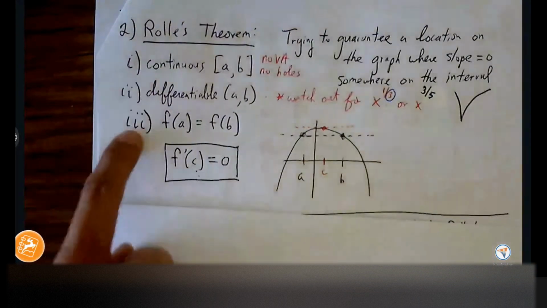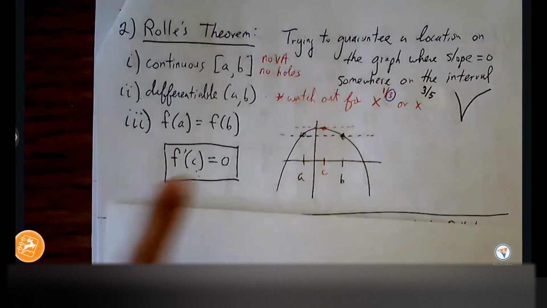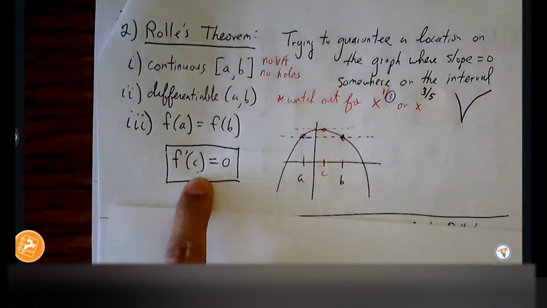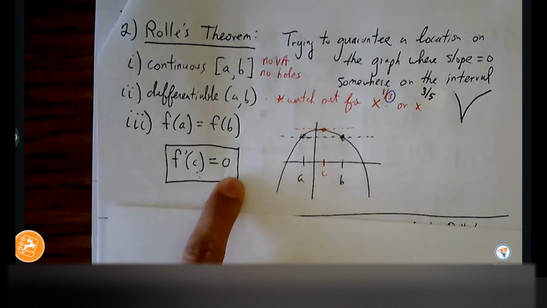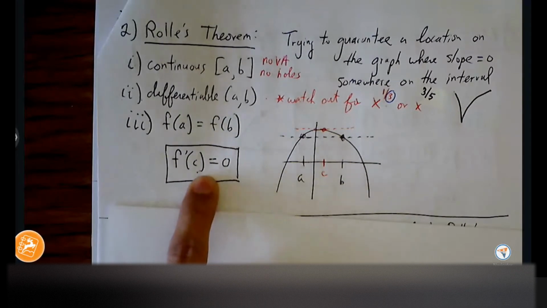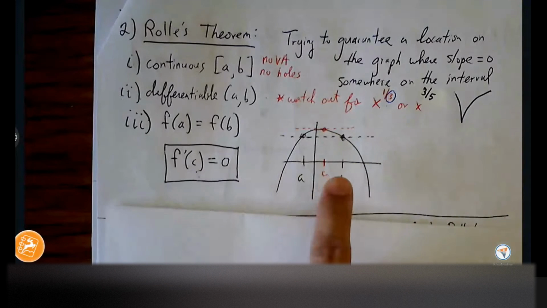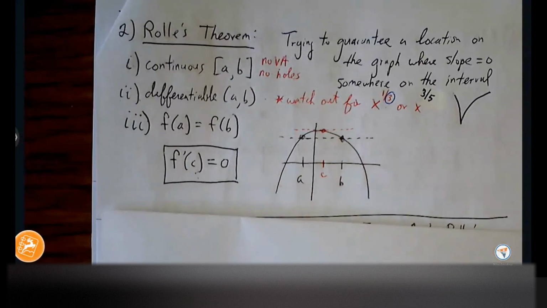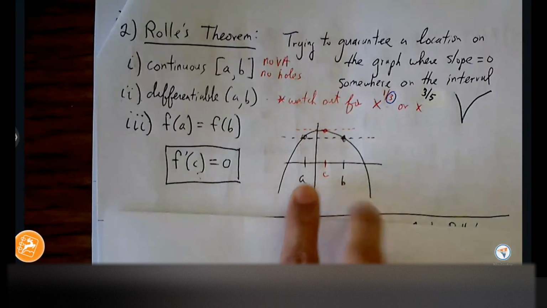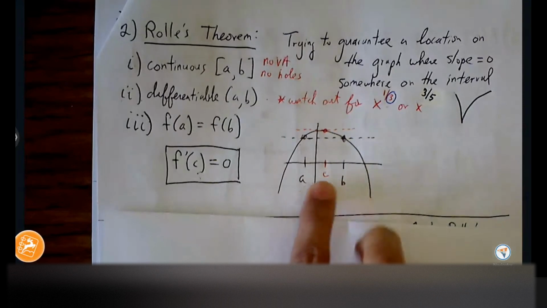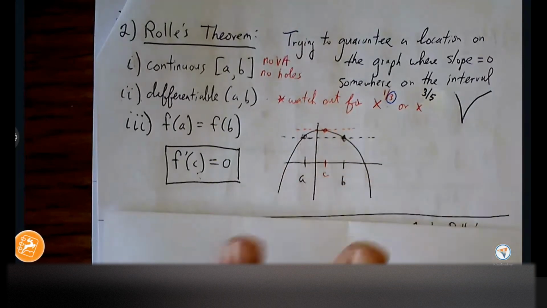So once we have all three conditions squared away, we can then start looking for our location where the slope is 0. So we find the derivative, we set it equal to 0, and we solve for x. And when we solve for x, we're guaranteed at least one solution. But if there are multiple solutions, we may have to be a little suspicious because we need every critical point to land between the endpoints. If it lands outside the endpoints, we have to remove it.